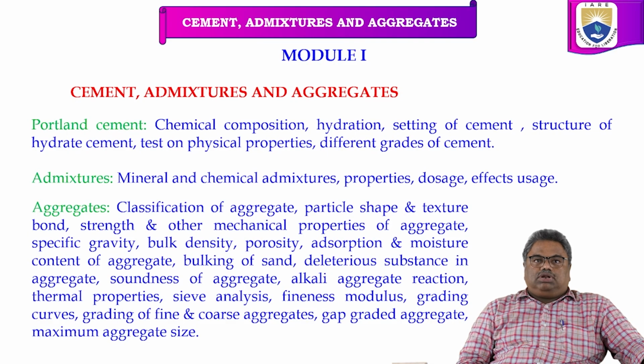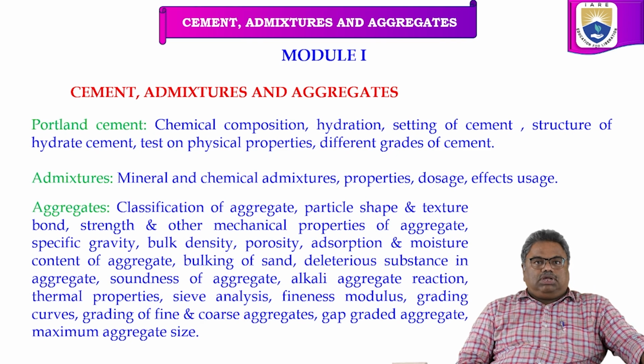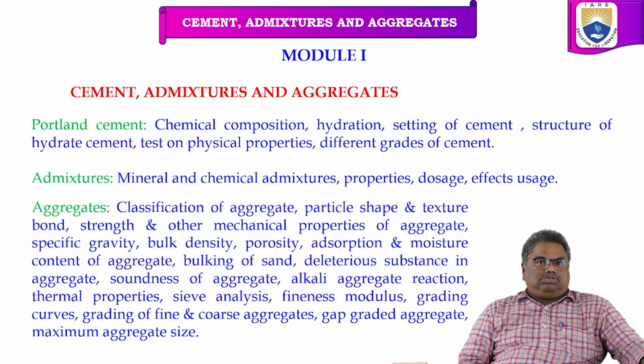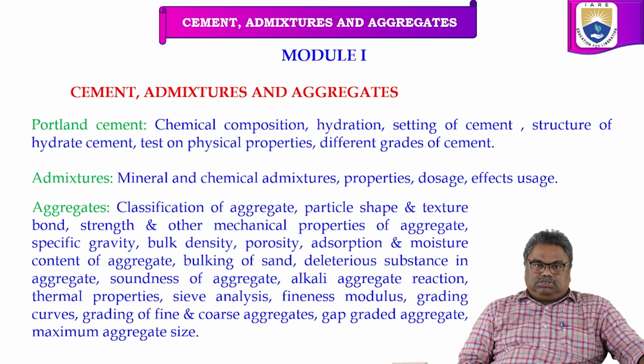So this first module contains, first, the cement. That is basically Portland cement, different types of admixtures, and aggregates. In the Portland cement, we'll discuss the chemical composition, the hydration process of the cement, setting of cement, structure of hydrated cement, tests on physical properties and different grades of cement. So these things we will discuss in the Portland cement.